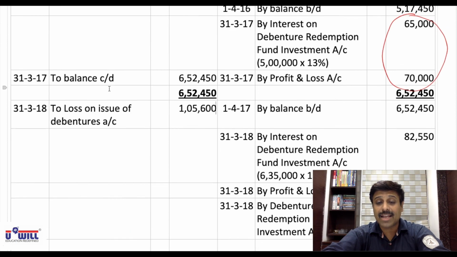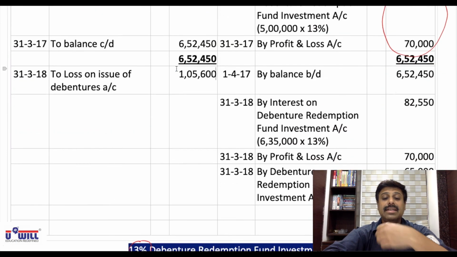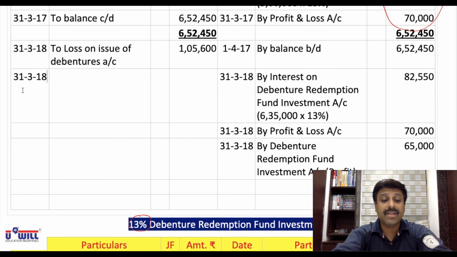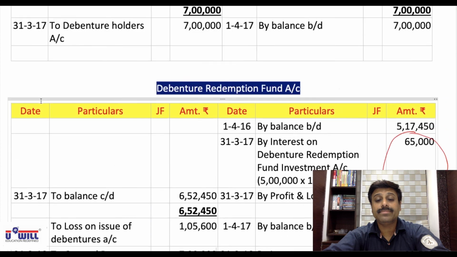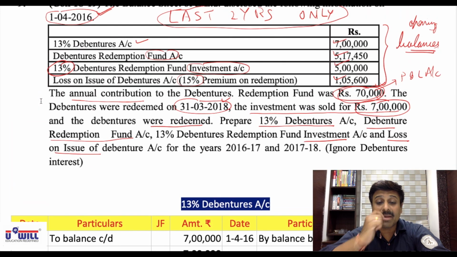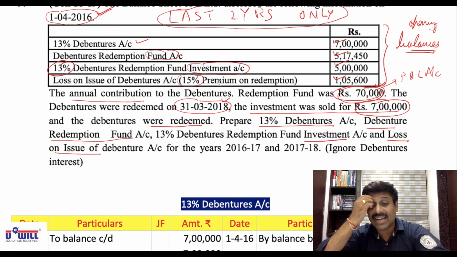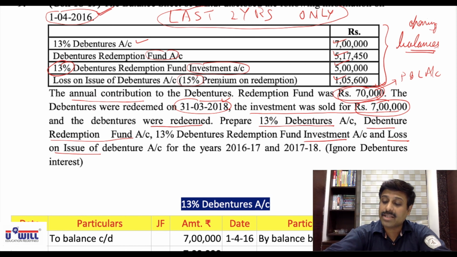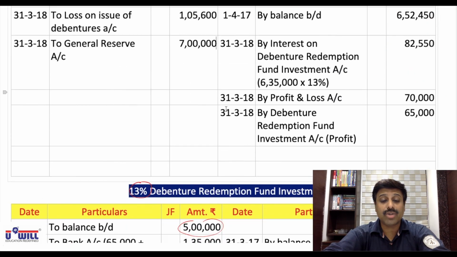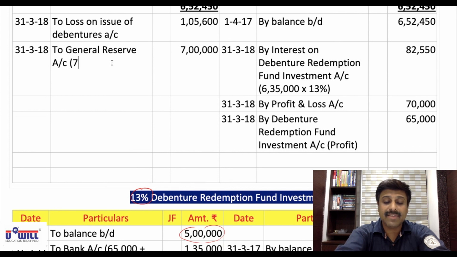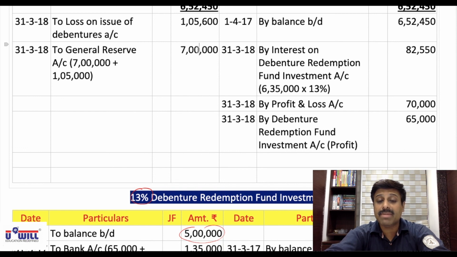Then whatever is the face value of the debentures redeemed, that is 7 lakhs, that will be transferred to general reserve. So debenture redemption fund to general reserve account 7 lakhs. And then, okay, premium is 15% on redemption. From that only 1,05,600 was pending. 7 lakhs, 15% premium would come to how much? 1,05,000. So including premium we have to transfer. Okay, 7 lakh of debentures plus 1,05,000 of premium. So including premium we have to transfer 8,05,000 to general reserve.